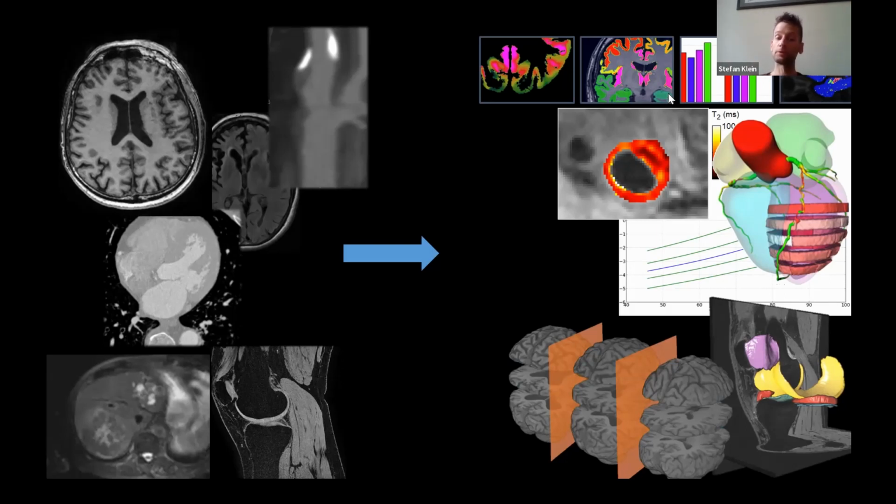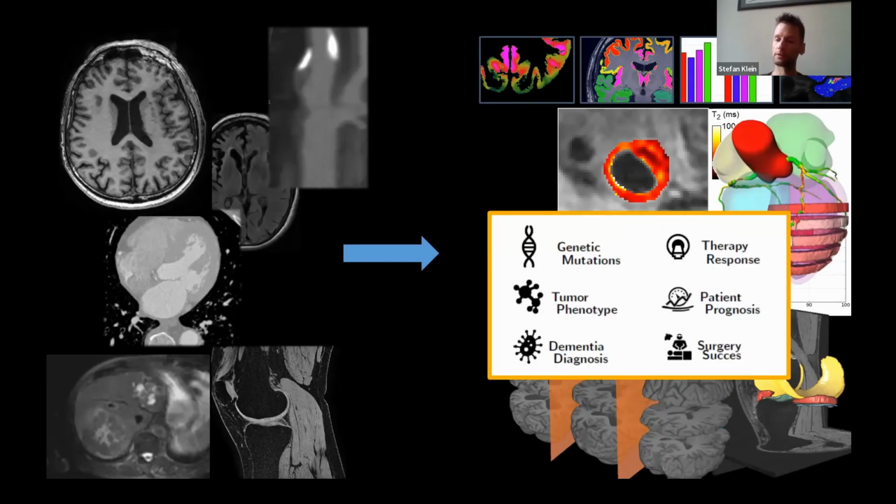Or we develop models from large data sets of images from multiple patients in order to create models of disease. For example, you see here an example of Alzheimer's disease, where you can see how the brain is changing as a function of the disease.